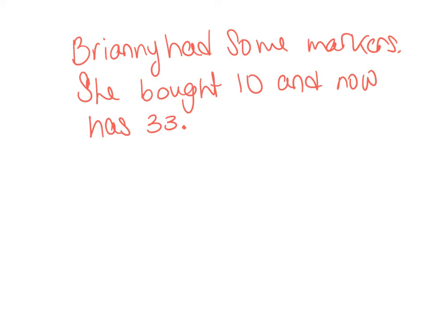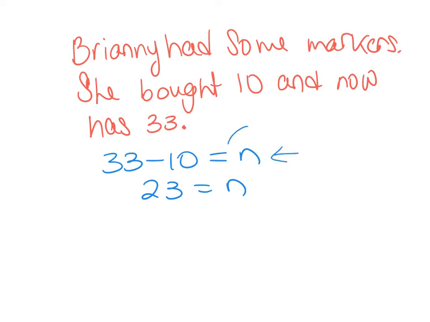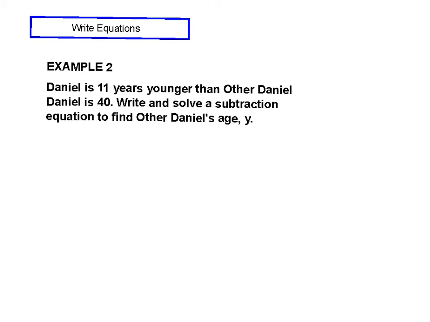So some of you might say, okay, I know how to write this equation. I'm going to write 33 minus 10 equals n. And when you solve it, 23 equals n. Technically, this is an equation. It is an equation because it has an equal sign, but this does not represent the situation. This is simply the math that you do to solve the problem. If you were to write this equation as your answer, it would be incorrect because it does not correctly describe the situation. Okay, let's do another one.